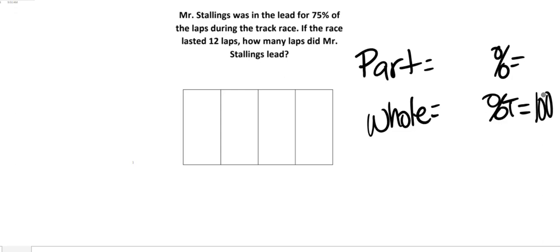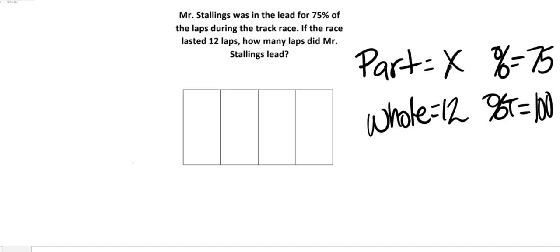Then the next thing I have them look for is, is there a percent in the problem? There is, and that percent is 75. So we have our percent part filled out. Now we need to figure out which part of the problem the 12 laps is. Is that a part or a whole? If the race lasted 12 laps, that would make it our whole. So we are looking for our part.